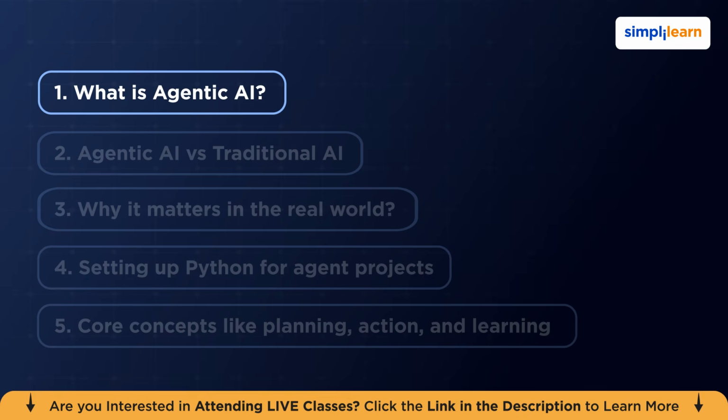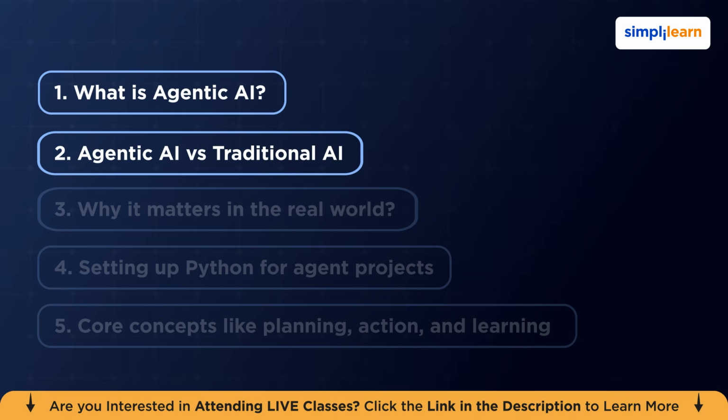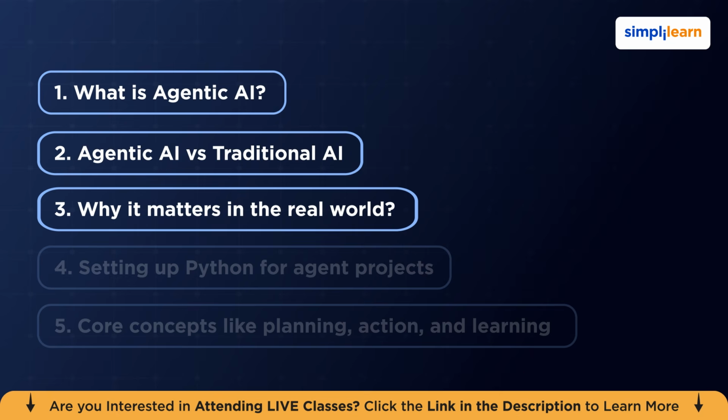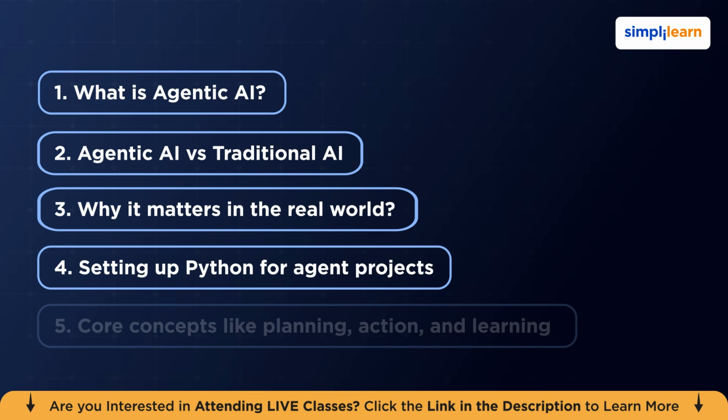Let's start with what is agentic AI. We will begin by understanding the basic meaning of agentic AI in very simple terms. Then we have agentic AI versus traditional AI. We will compare both so you can clearly see how action-based systems differ from response-based systems, and why it matters in the real world. We will look at why this topic becomes useful across real tasks, workflows, and daily work. Setting up Python for agent projects. Here we will understand the tools, libraries, and the environment needed to get started.